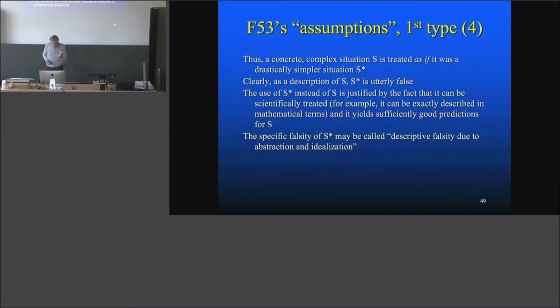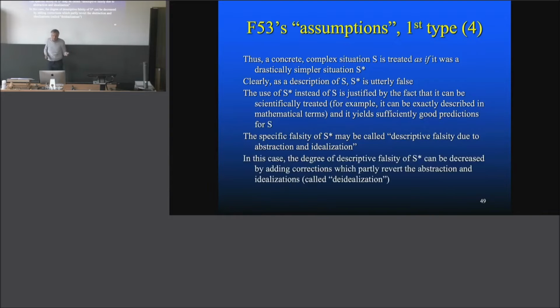And the point is then it's a very specific falsity that he has in mind. And this is what many people don't get. They just say, oh, you can use any falsity. No, that's not what Friedman says. The specific falsity of S star may be called descriptive falsity due to abstraction and idealization. The abstraction is, you say only one factor counts. The other forces, I don't count them. And that one factor I don't describe as it is, but I idealize it: perfect competition or constant gravitation. So you make intentional falsities, and you control the falsities by the predictive power that the hypothesis generates. So this is the first type of falsities that Friedman has in mind.